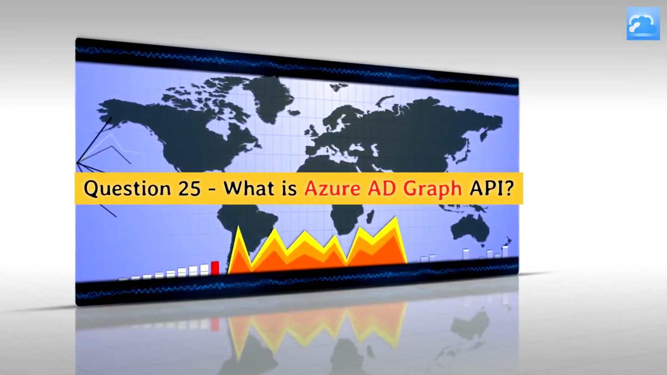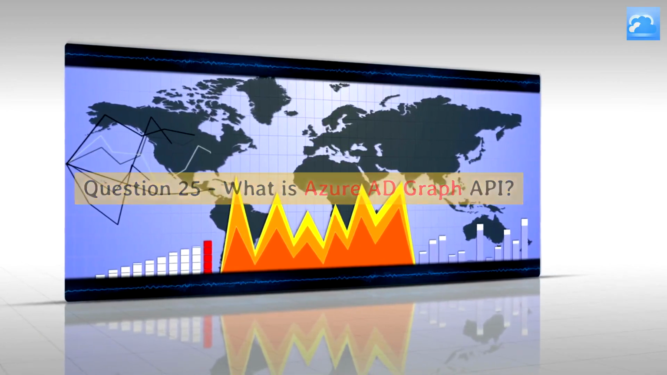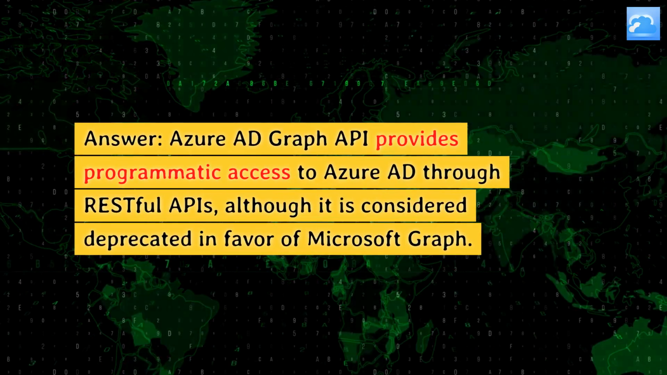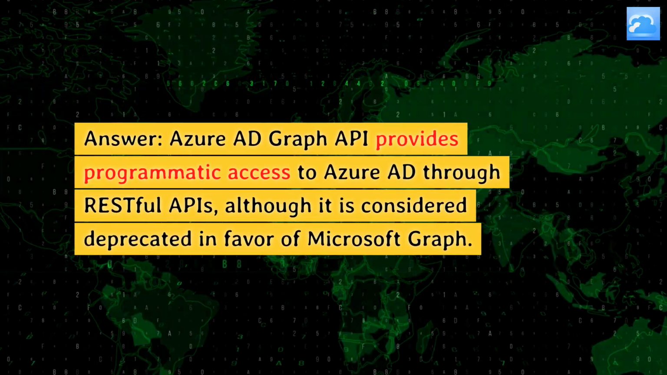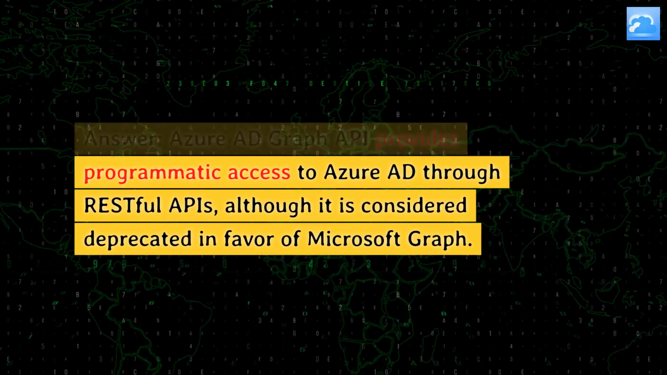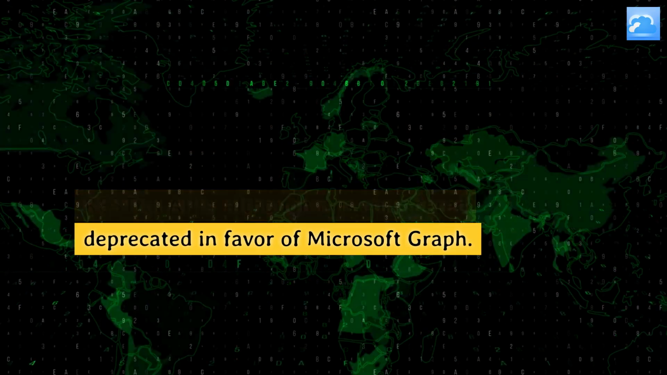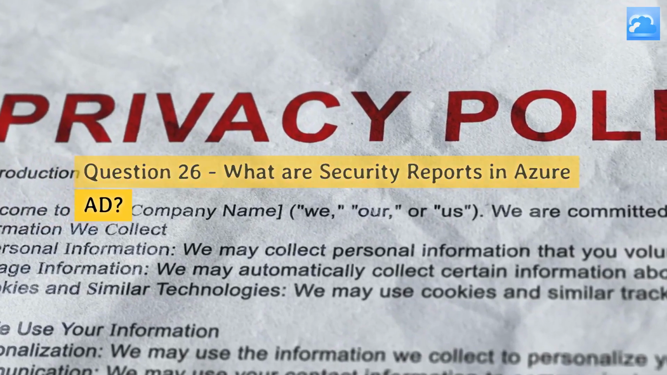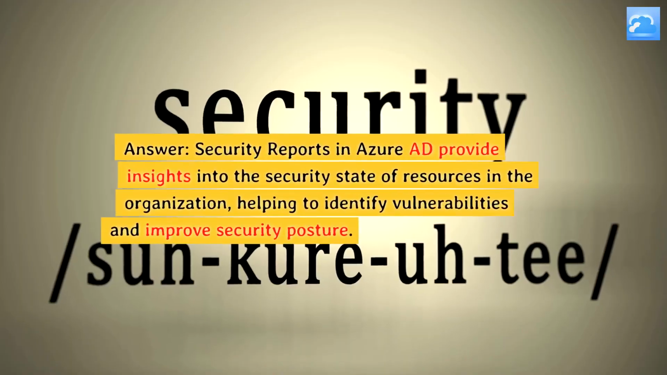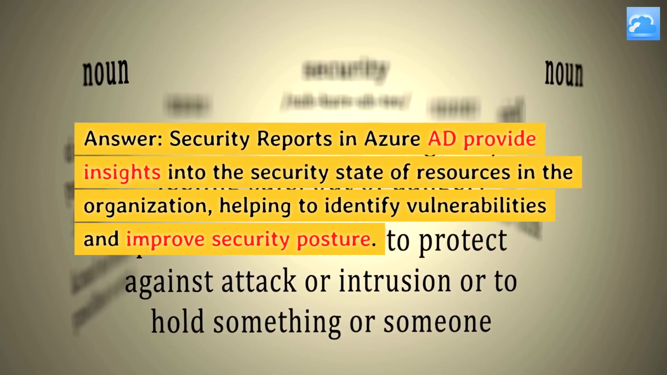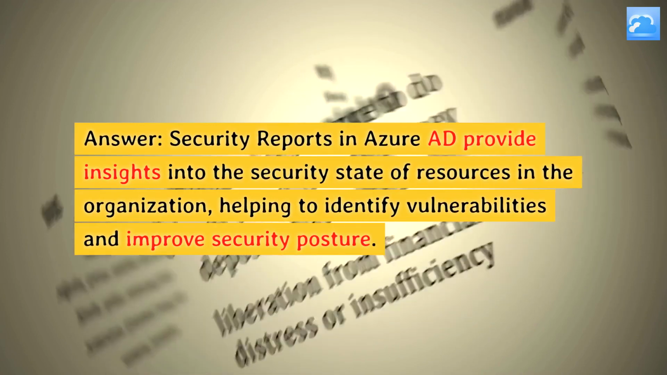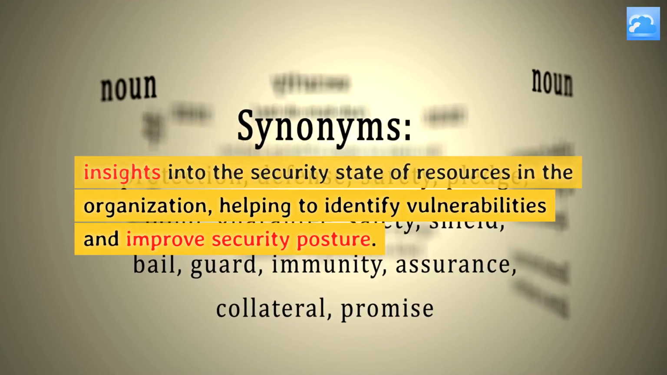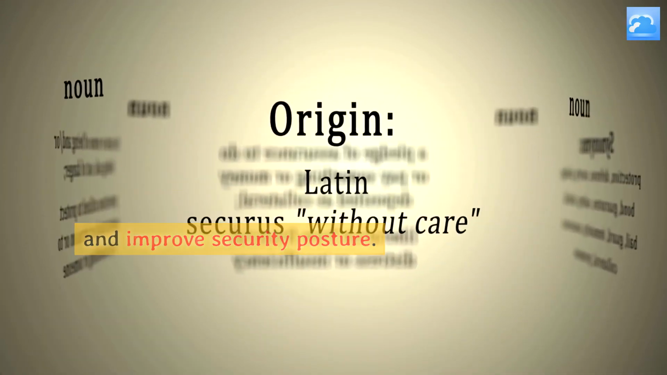Question 25. What is Azure AD Graph API? Answer: Azure AD Graph API provides programmatic access to Azure AD through RESTful APIs, although it is considered deprecated in favor of Microsoft Graph. Question 26. What are security reports in Azure AD? Answer: Security reports in Azure AD provide insights into the security state of resources in the organization, helping to identify vulnerabilities and improve security posture.